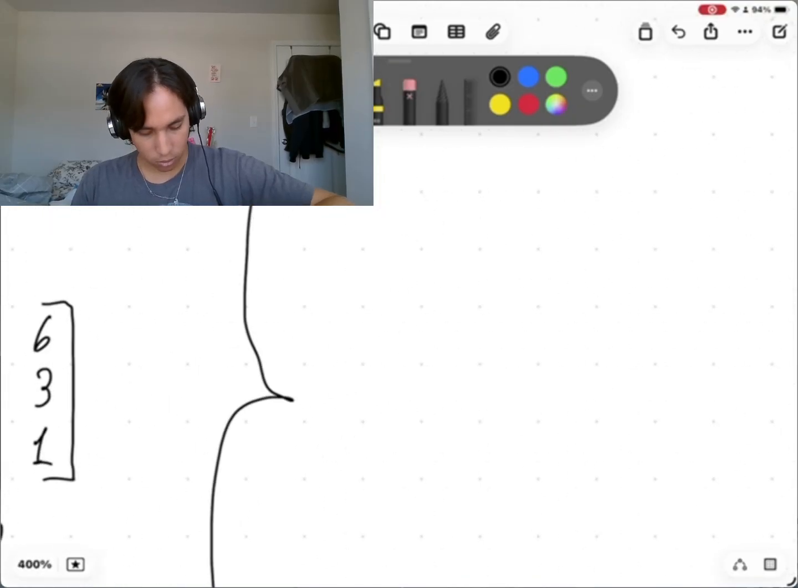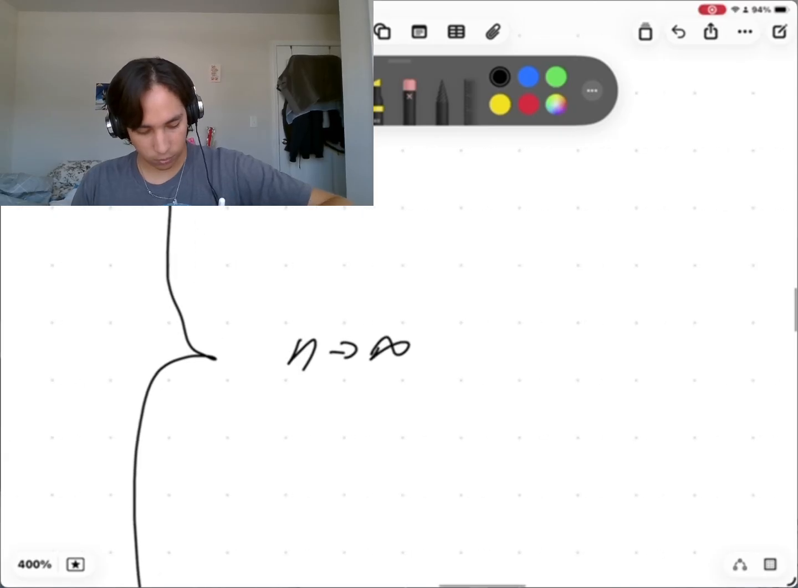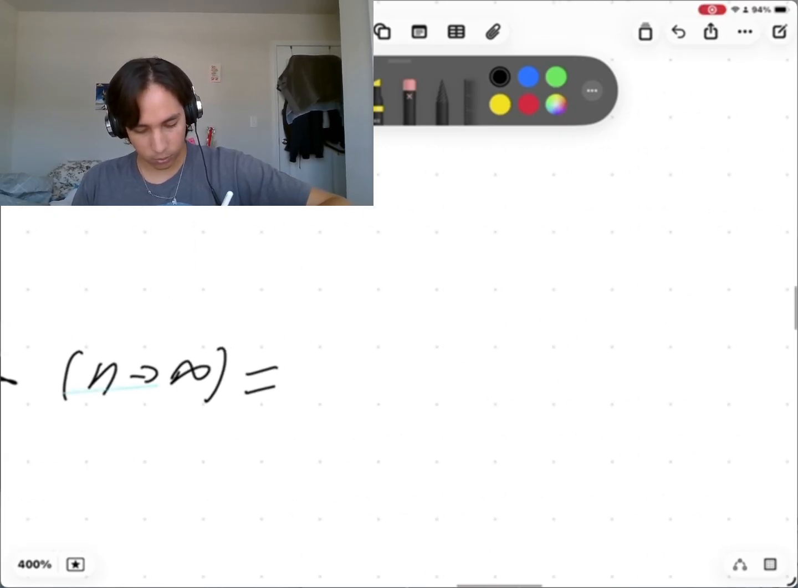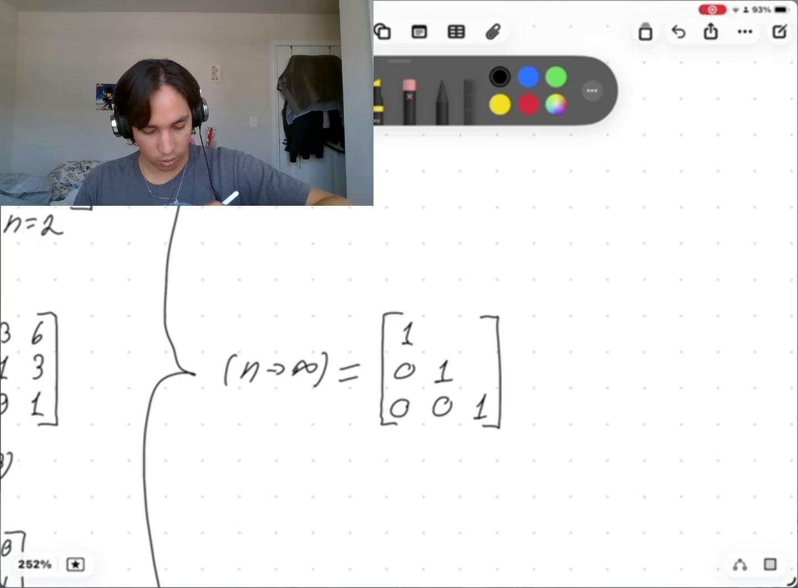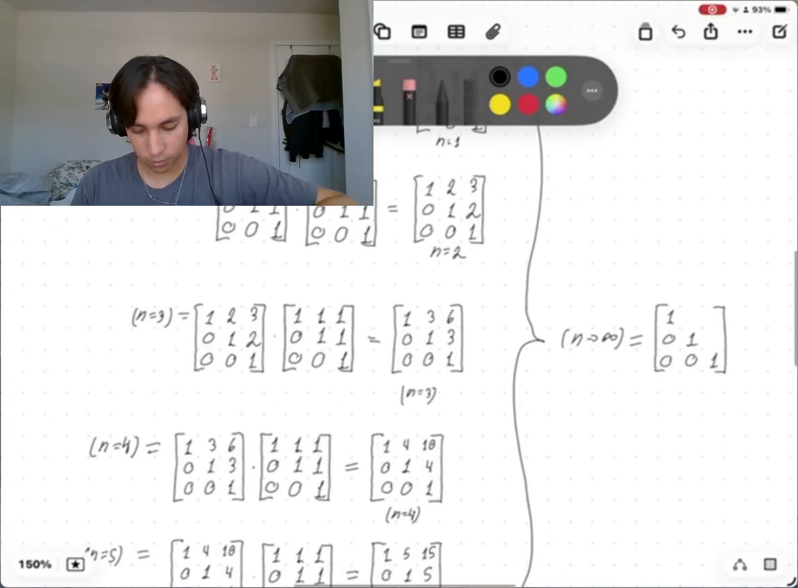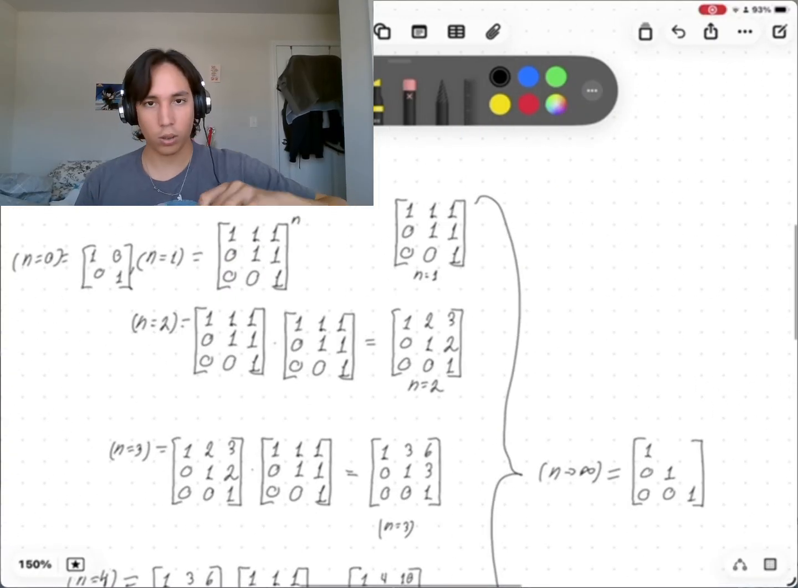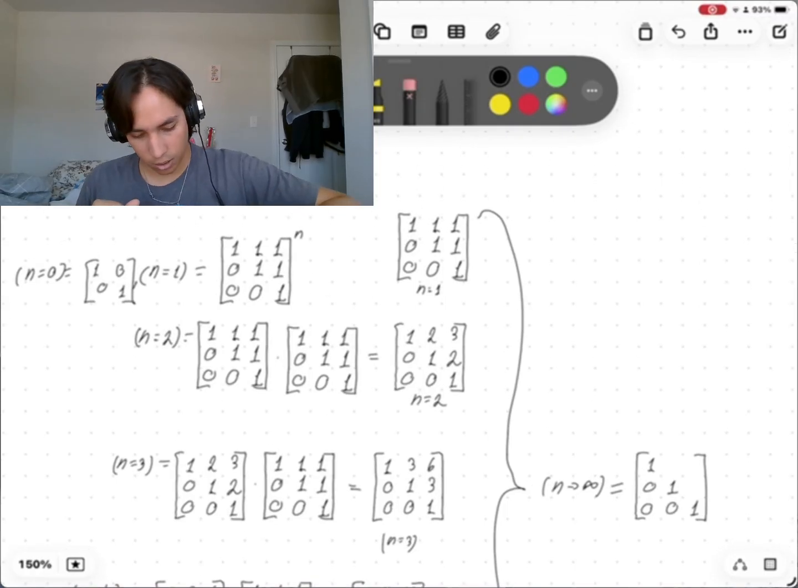As n approaches infinity, right? So we go 1, 0, 0, 0, 0, 1. Right here, 1. That's what we first notice when we start working through the cases, right? So the next thing we notice, we can go from outside in, peel it like an onion, as you may.